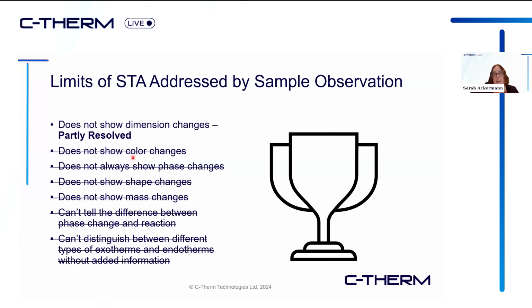When we pair STA with sample observations, we resolve almost all of these limitations, and the one remaining one can be addressed by adding in TMA. So this makes STA a really powerful technique for looking at a material as it undergoes different thermal events and really understanding what those events actually are.